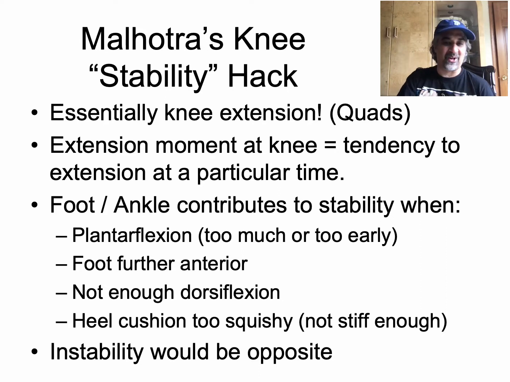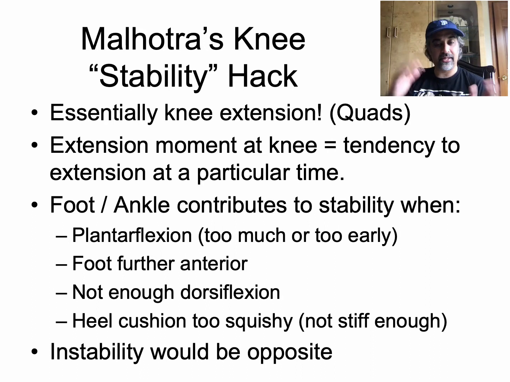So we're calling this Malhotra's knee stability hack, but it's not really more than physiatric common sense once you've learned it. So when you hear the word stability at the knee, essentially what that means is knee extension. When you're in your regular knee, when you have quadriceps firing, you get knee extension. Quadriceps gives you knee stability. A moment is a tendency toward a particular motion in physics. So an extension moment at the knee would be a tendency towards extension at any particular time.